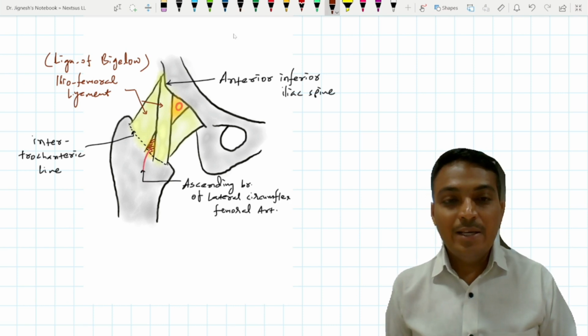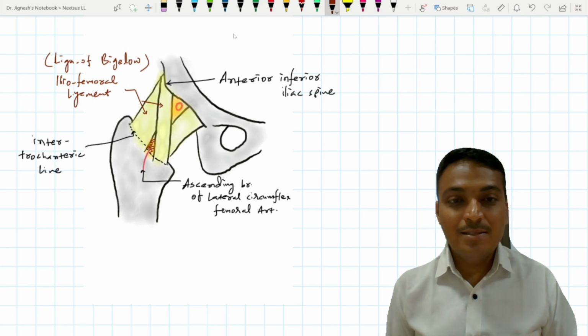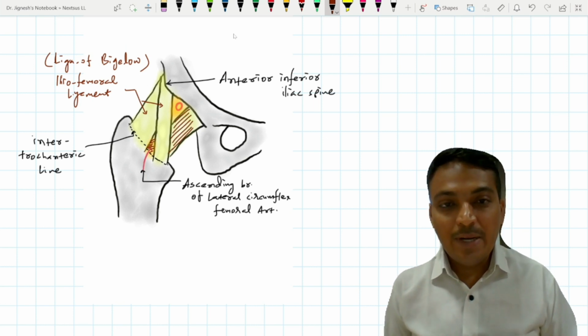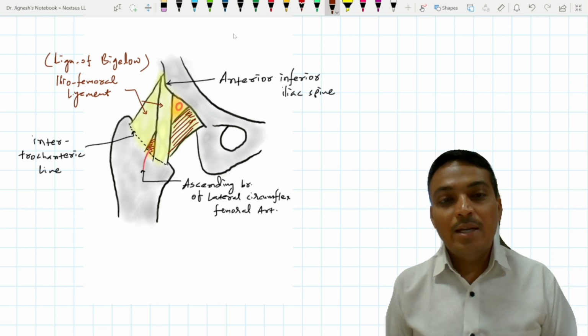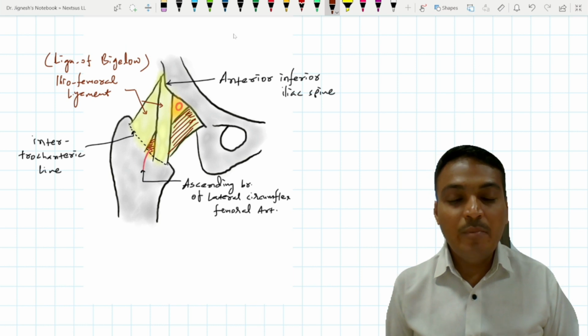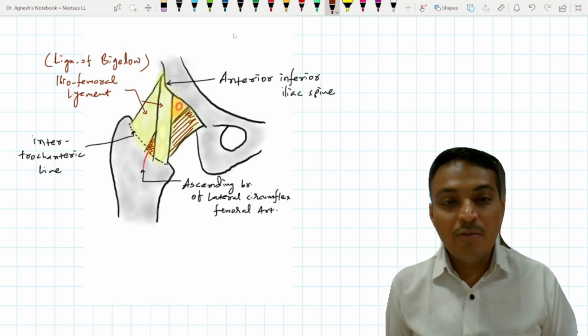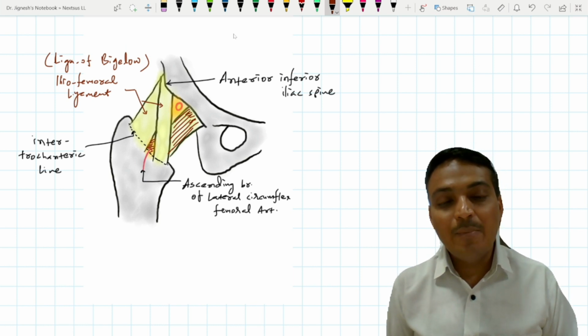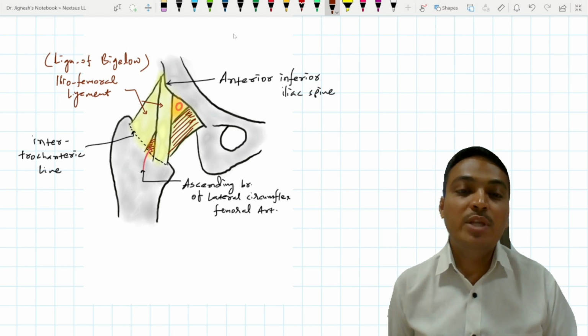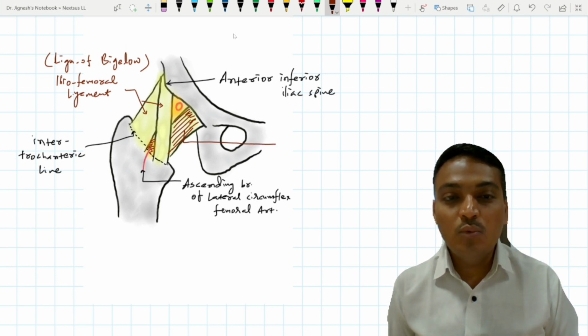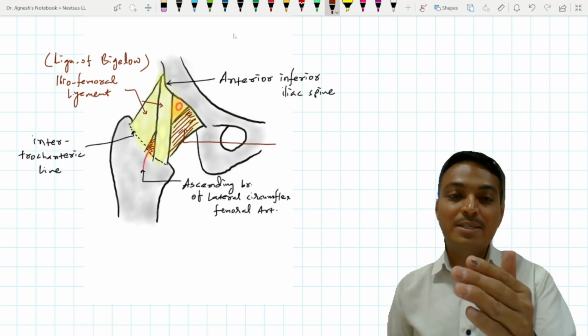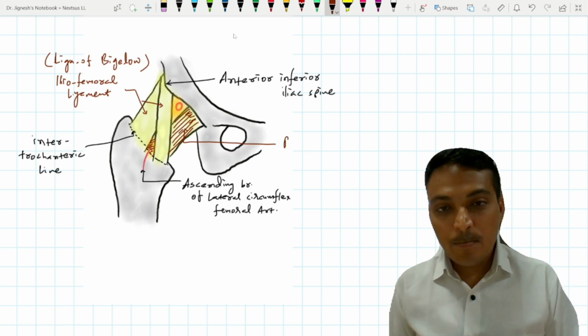Now one more ligament is present in this view, and that is this ligament. It is going to attach from the iliopubic eminence near the acetabular margin, and it passes downward and medially, passes deep to the vertical band of the iliofemoral ligament, and blends with the capsule of the hip joint. And this ligament is the pubofemoral ligament, as it is going to attach over the pubis as well as the femur.